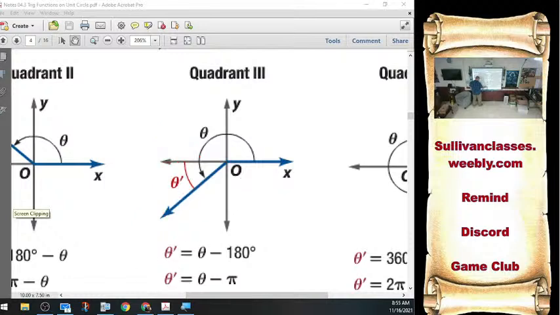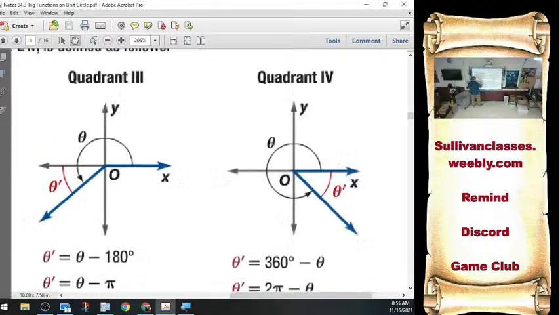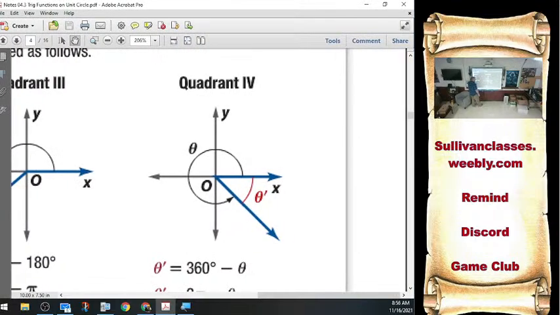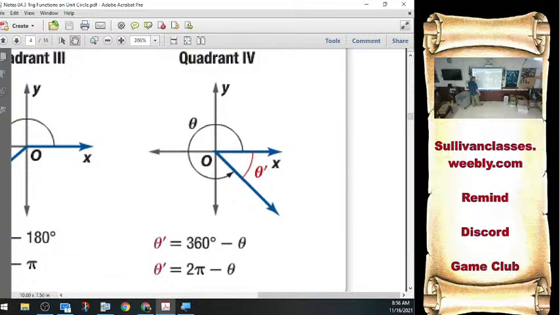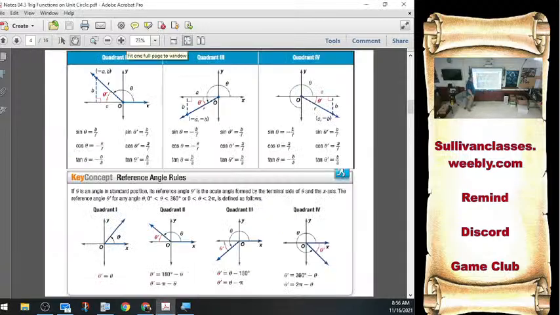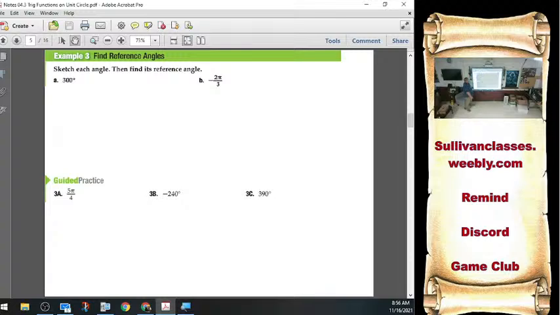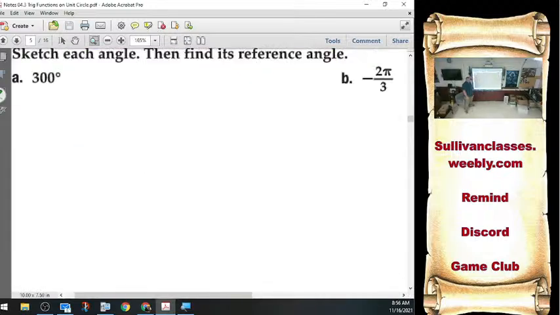And then if you're over in quadrant 4, same deal. 360 minus the angle. If that looks like it's at 5 pi over 3, then its reference angle is pi over 3 because that's how far away from the x-axis I am. So positive angle between 0 and 90, between 0 and pi over 2, and so on. Here's a bunch of stuff for my coordinate shortcuts. Okay? So, sketch the angle, find its reference angle. 300. What quadrant are we in?